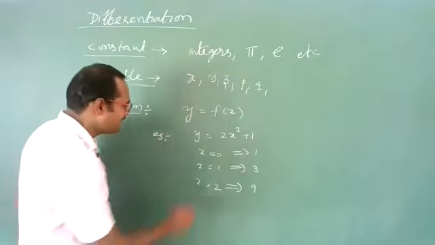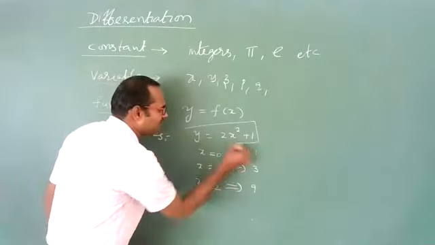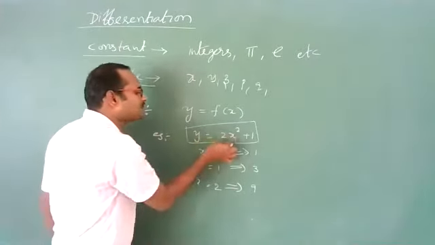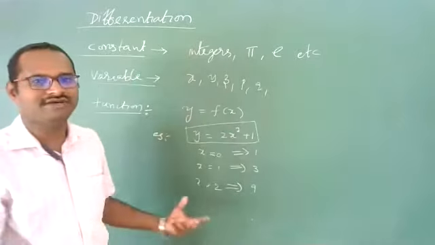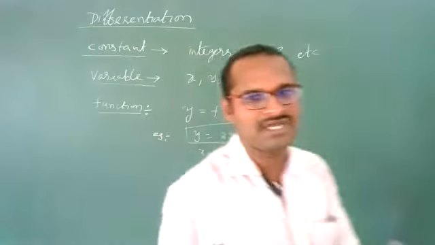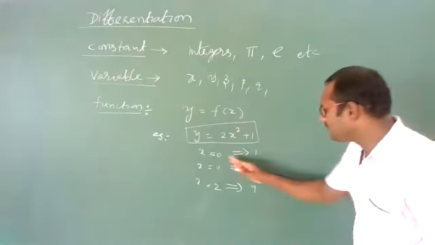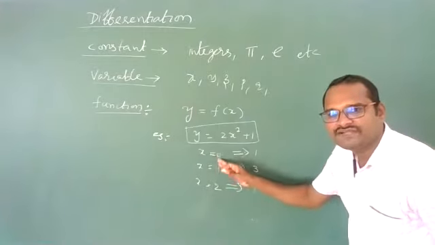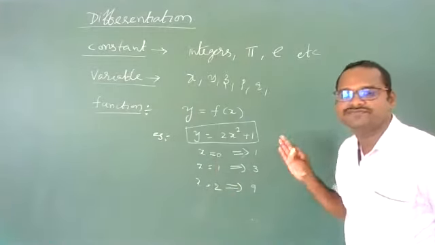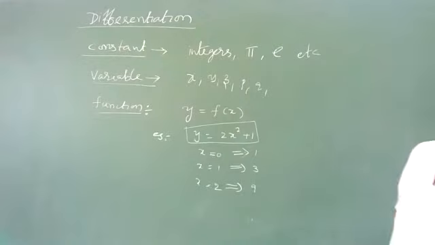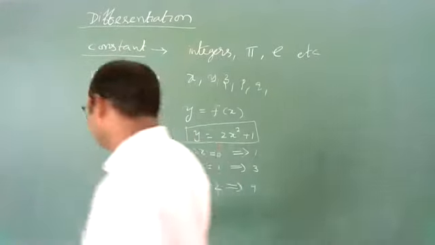That means we can say y is a function of x, meaning y value depends upon x value. Then we can say y is a function which depends upon a variable x. x can take any value. Now for different values of x, y value is different. Clear? You got all these things about functions.